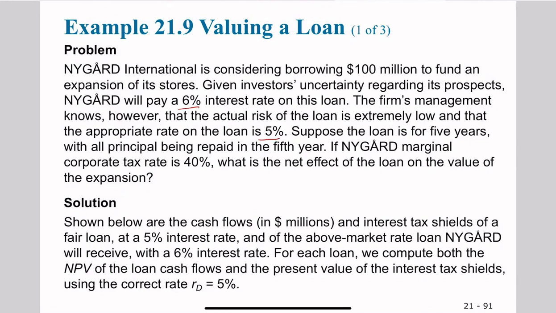So you can see that in the case of using debt to obtain financing, there is underpricing here, right? Because the fair interest rate is 5%, but investors demand a 6% interest rate. Suppose the loan will be for 5 years, and then the principal will be repaid in the 5th year. If NIGARD has a marginal corporate tax rate of 40%, what is the net effect of the loan on the value of the expansion?